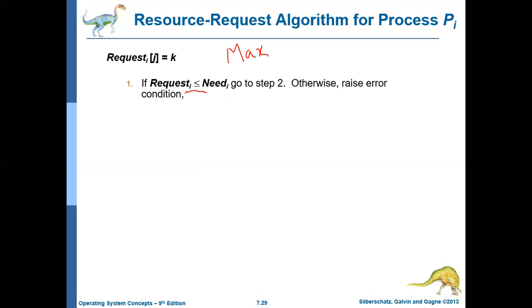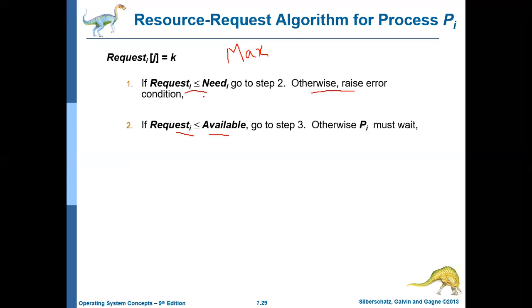So whenever the request is less than or equal to need, then we can proceed. If request is greater than need, then something is wrong, so the algorithm will not continue. It will just raise an error condition. That's the first step. First, you check whether the request is less than need. If so, go to step 2. Otherwise, raise an error.